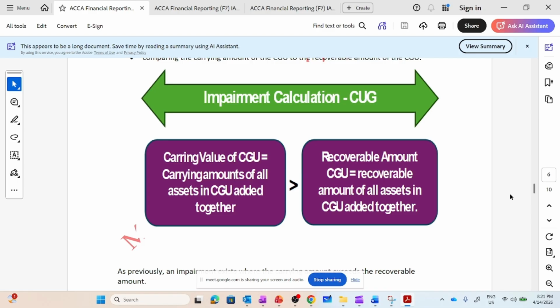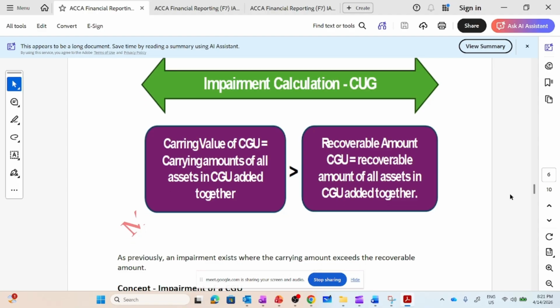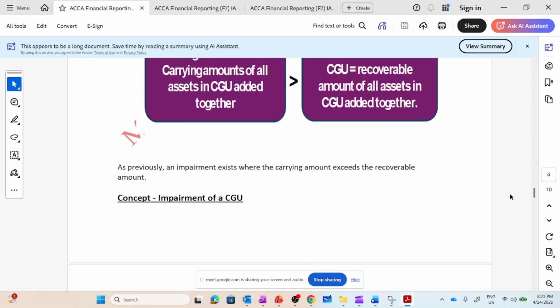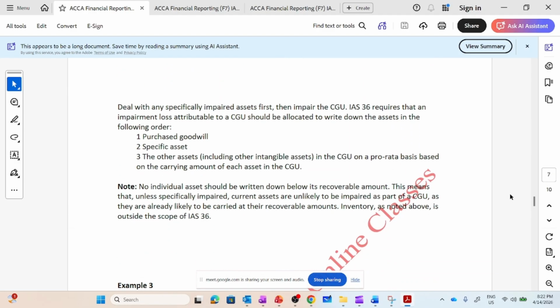So we are going to compare the cash generating unit's recoverable value and the cash generating unit's carrying value. Then the difference will be the impairment, provided the carrying value of the cash generating unit is greater than the recoverable value of the cash generating unit. That's the time we are going to get our impairment for the cash generating unit. So now the concept, this is what you need to know. This is what you need to know for the examination.